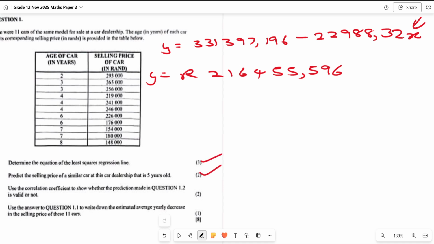Now use the correlation coefficient to show whether this prediction is valid or not valid. Okay, so back to the calculator again. What do we press this time? Data? Nope. Sum? Nope. 4? Nope, we're not supposed to press 4. Shift again, 1. Let's press number 5. Yes, the value of R is option 3.